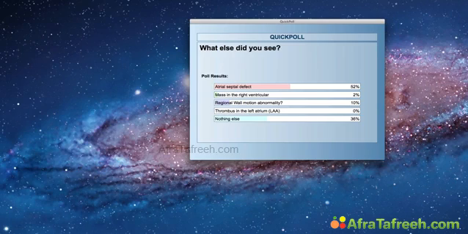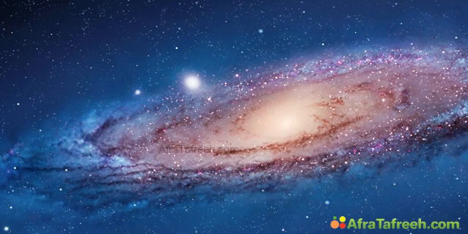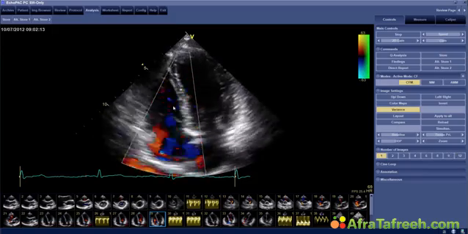Okay, so the results are here. More than half of you think it's an atrial septal defect, and 36% of you think there is nothing, and 10% think there are regional wall motion abnormalities. Well, the answer is exactly in this image.